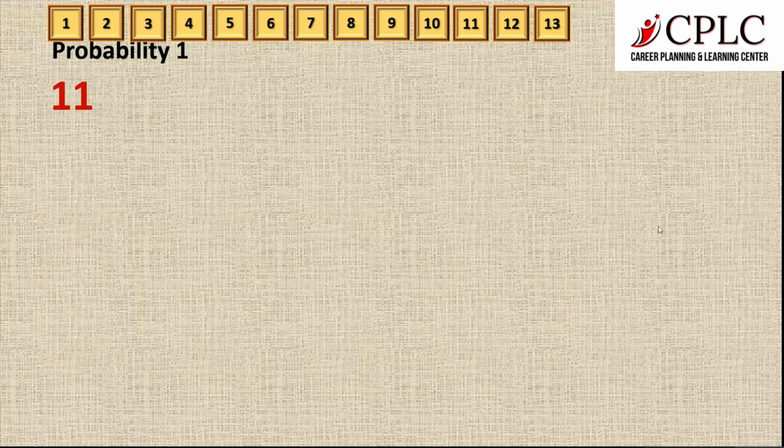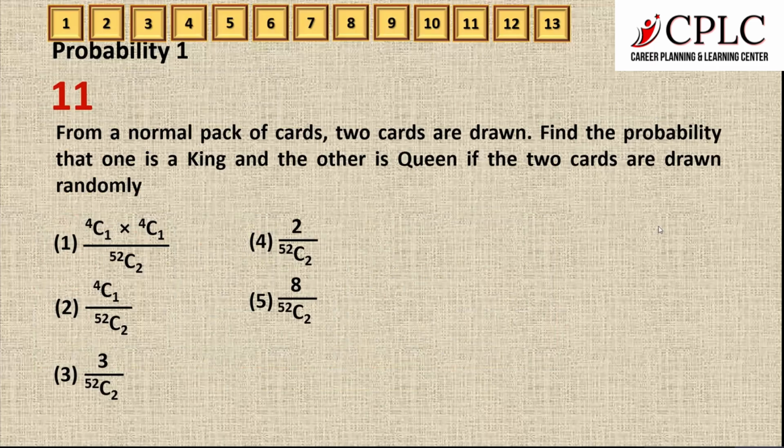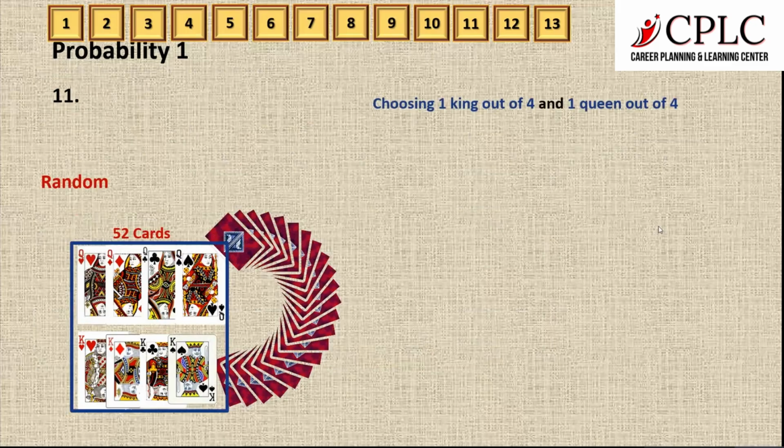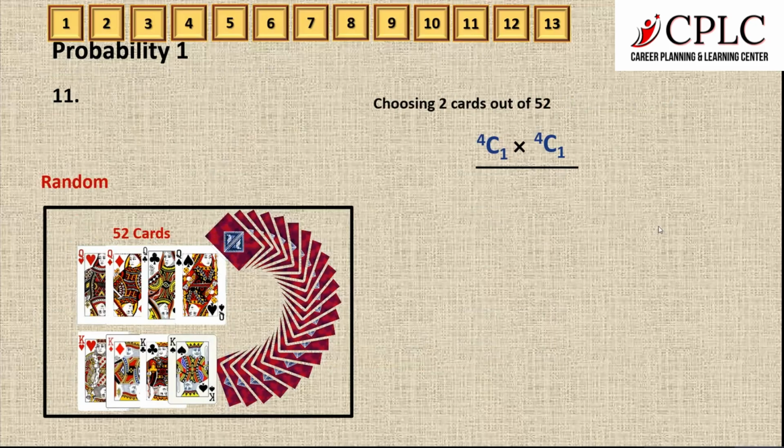Let's move to the next question now. From a normal pack of cards, 2 cards are drawn. Find the probability that one is a king and other is a queen if the 2 cards are drawn randomly. So this means choosing one king out of 4 and one queen out of 4. So that will be 4c1 into 4c1. It's a random draw. That means we are choosing 2 cards together out of 52. So it is going to be 52c2. So option 1 is the answer to this question.